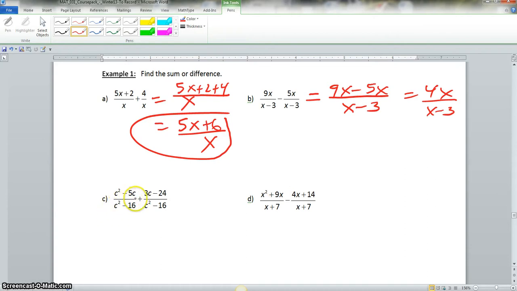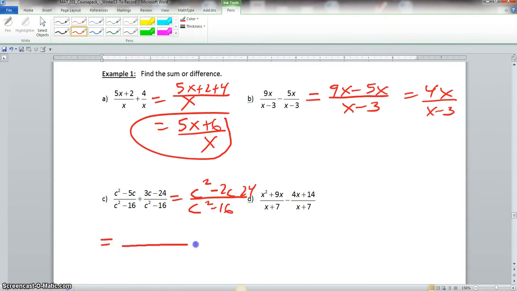Now for c. Now we look here, same denominator. So we know our denominator would be c squared minus 16. Our numerator, what we could do is combine the like terms as we go. It's only a c squared here, but we have a negative 5c plus 3c, which would give us a minus 2c, and then plus a negative 24 would give us minus 24.